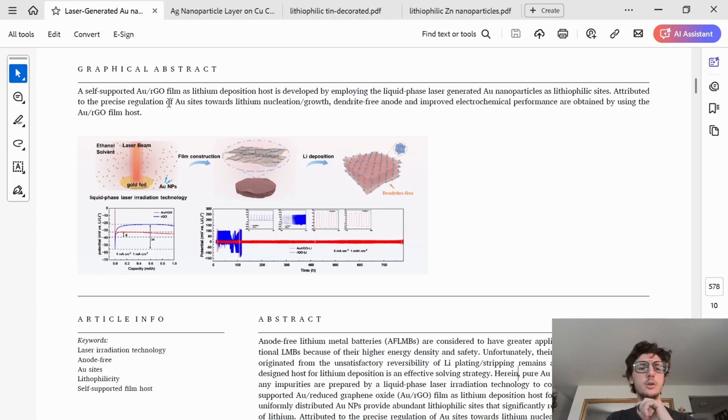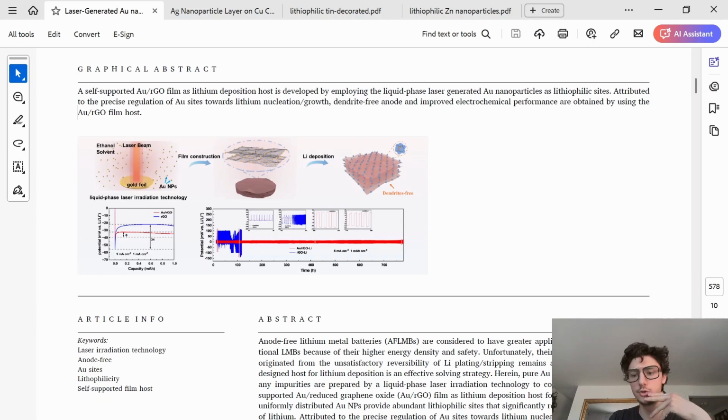A self-supported gold/reduced graphene oxide film as a lithium deposition host is developed by employing the liquid phase laser generated gold nanoparticles as lithiophilic sites, attributed to the precise regulation of gold sites towards lithium nucleation/growth. Dendrite-free anode and improved electrochemical performance are obtained by using the gold/reduced graphene oxide film. So personally, I'm interested in how they develop this film, and then how they develop the batteries that use this film, and then how they test these batteries.